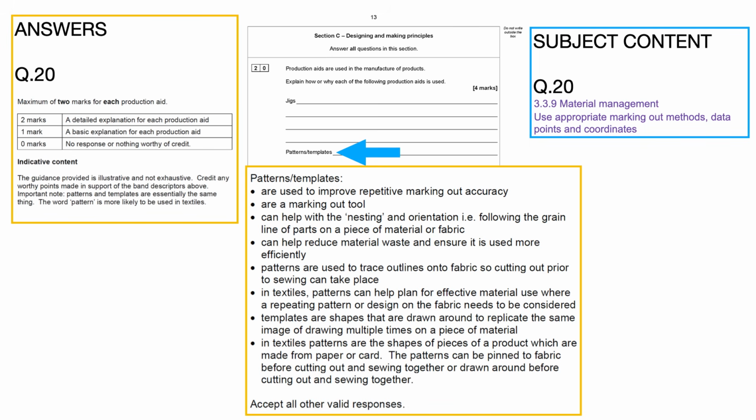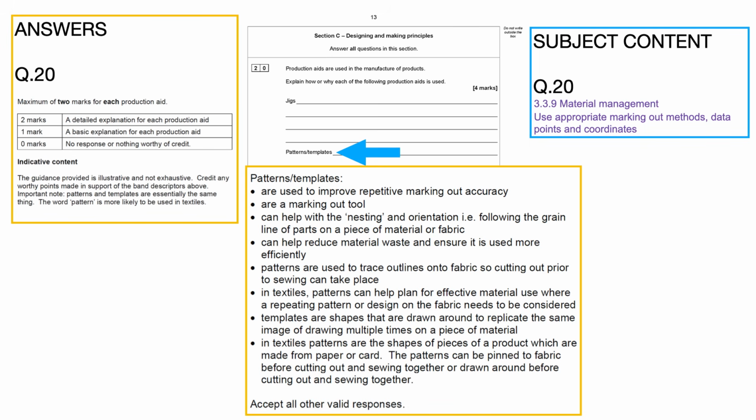Patterns are used to trace outlines onto fabric, so cutting out prior to sewing can take place. In textiles, patterns can help plan for effective material use, where a repeated pattern or design on a fabric needs to be considered. Templates are shapes that are drawn around to replicate the same image of a drawing multiple times on a piece of material.